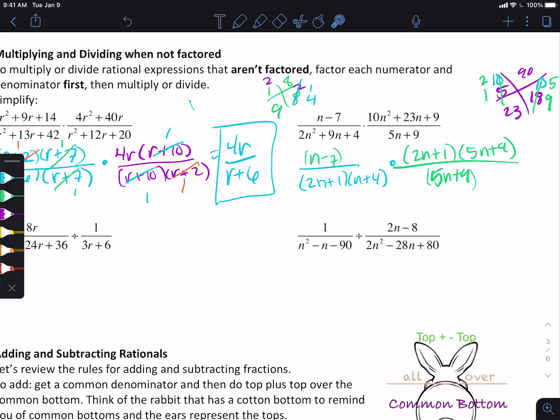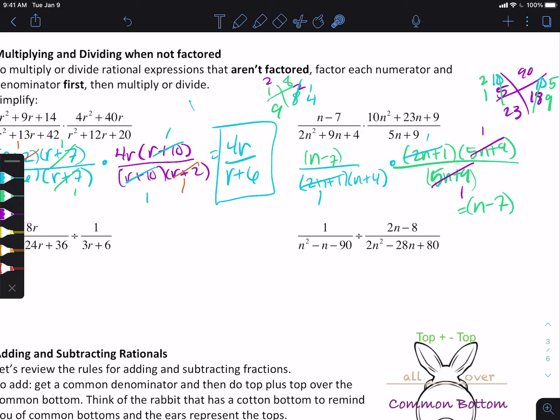Okay? So multiply by factoring, top and bottom, cancel things that look alike. So if we cancel things that look alike, I've got a 5n plus 9 that looks alike. And then I've got a 2n plus 1 that looks alike. And then that's it. So multiply by factoring, top and bottom, cancel things that look alike, multiply straight across. So we're going to do top times top over bottom times bottom. So n minus 7 times 1 is n minus 7.